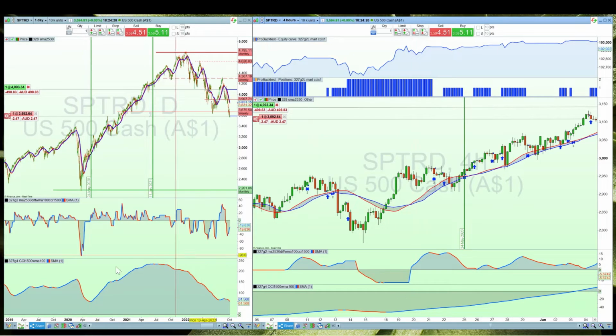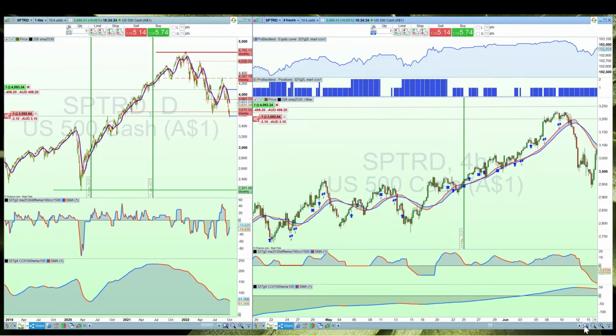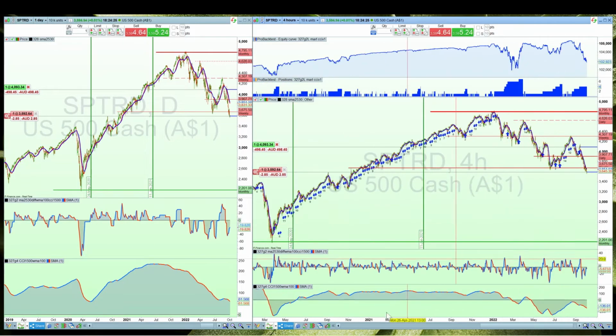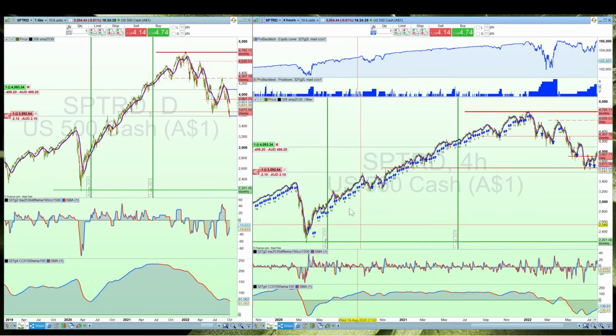The way this works is, make sure you only take the long trades. I'll zoom out again. You make sure you only take the long trades between this period, which coincides with this period of the daily chart. And you only go long when those lines are blue.